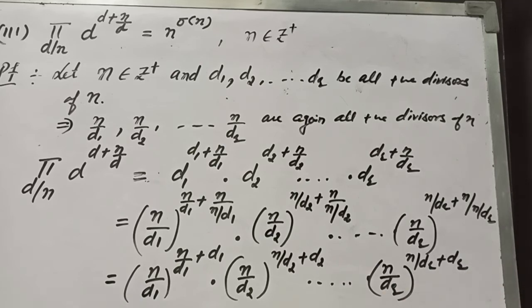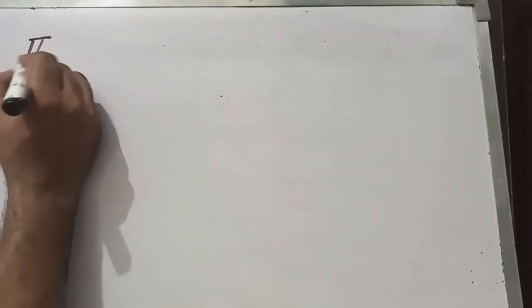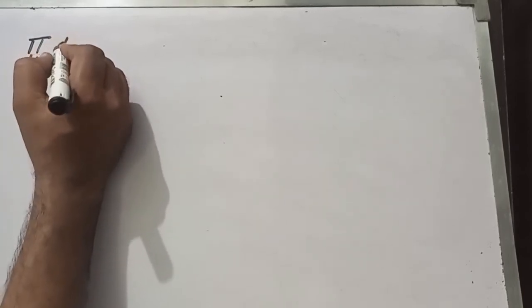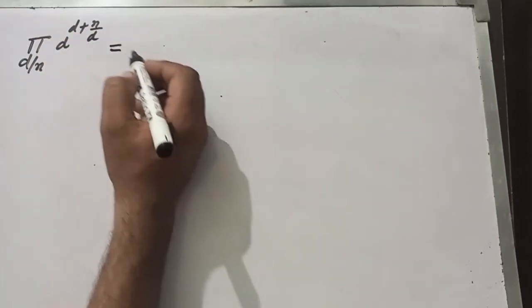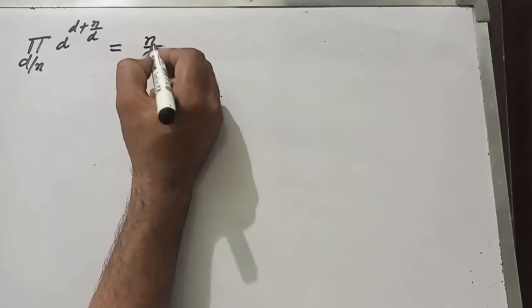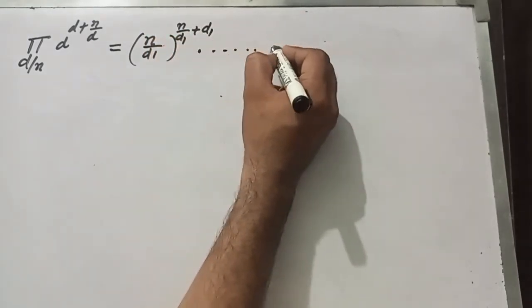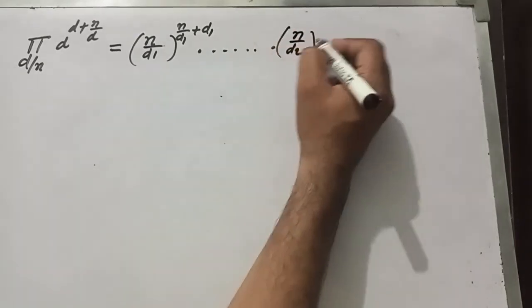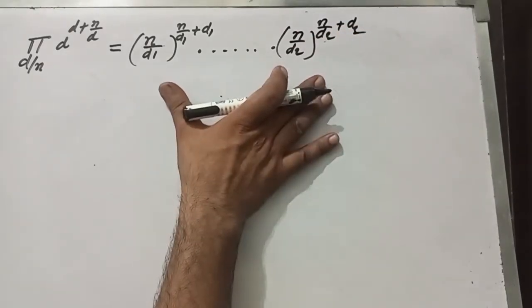Now simplify all this product. So far what we have computed is that the product over d dividing n of d to the power d plus n by d is equal to n by d1 raised to power n by d1 plus d1, and likewise up to n by dr raised to power n by dr plus dr. This we have computed till now.